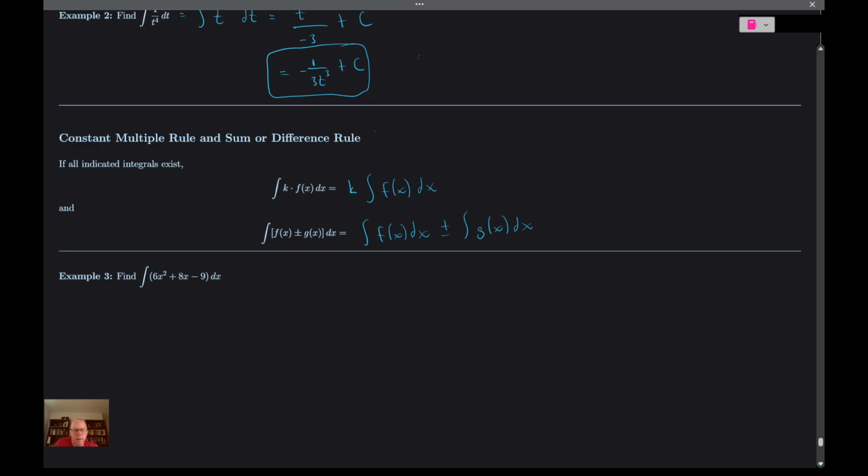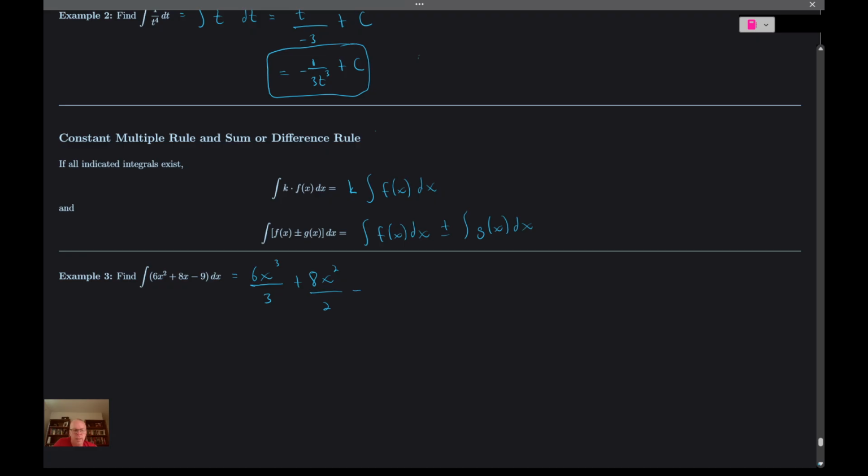So let's integrate this polynomial, 6x squared plus 8x minus 9. I don't really need to rewrite this. It's already in a good form. So we have 6x, add 1 to the exponent, so that'll be a 3, and then we divide by the new exponent. Plus 8x, add 1 to the exponent, so we have x to the first, so let's make that an x squared, and divide by the new exponent.